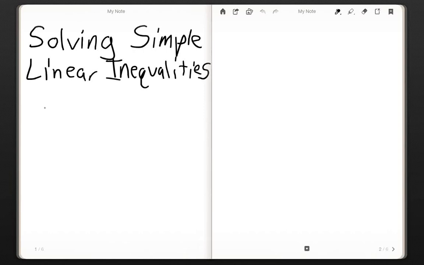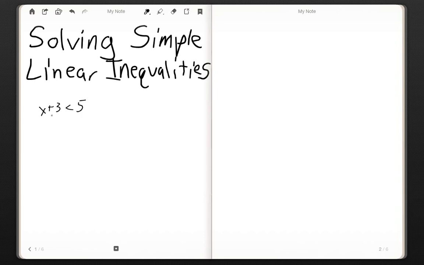Solving simple linear inequalities. So, we finished solving equations and transforming equations. Now let's move on to inequalities, which are essentially the same thing as equations, except instead of two things being equal, you have something less than or greater than something else. So, as always, let's start very basic.